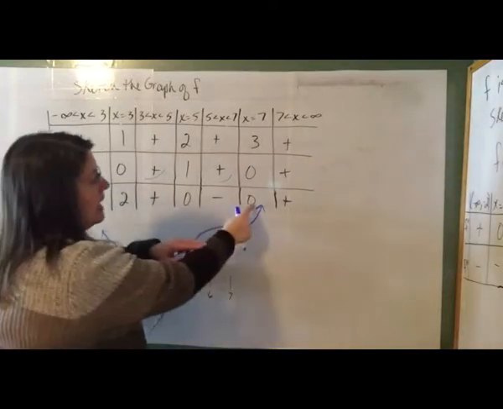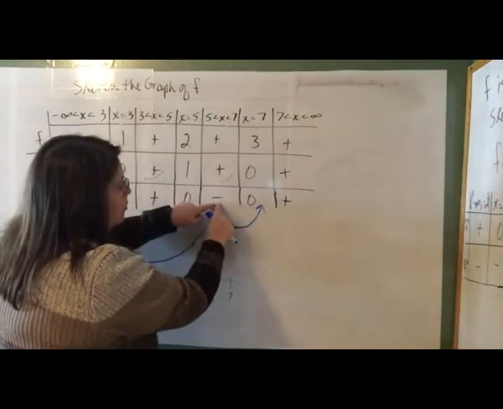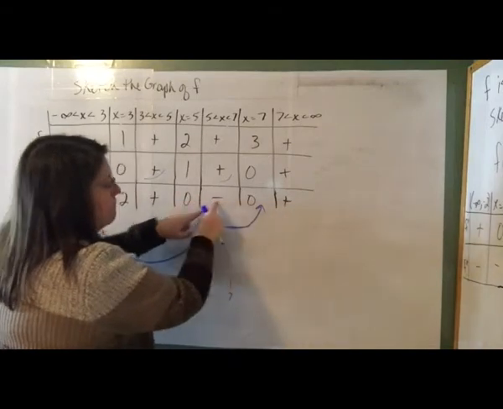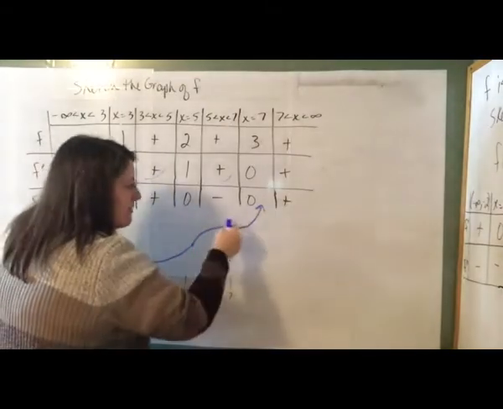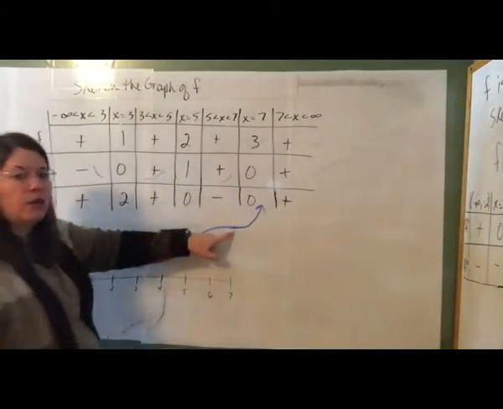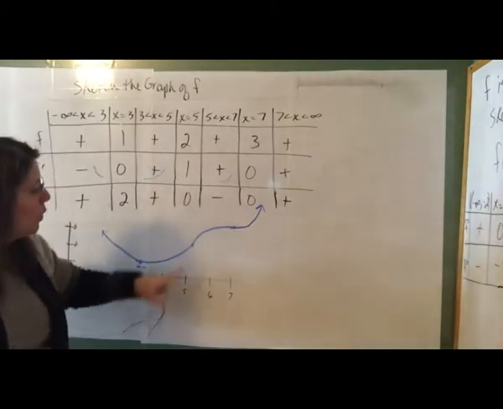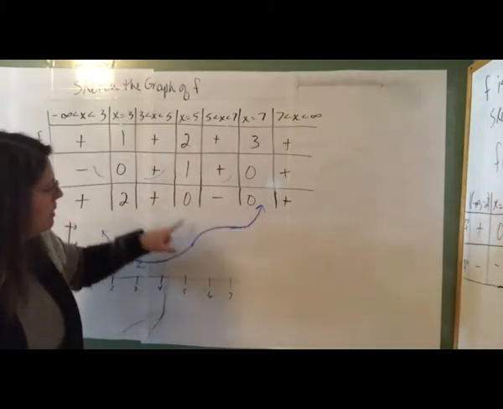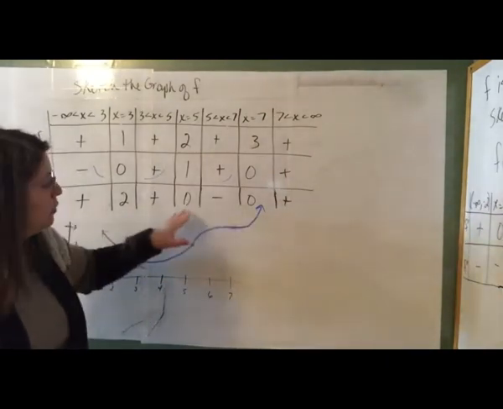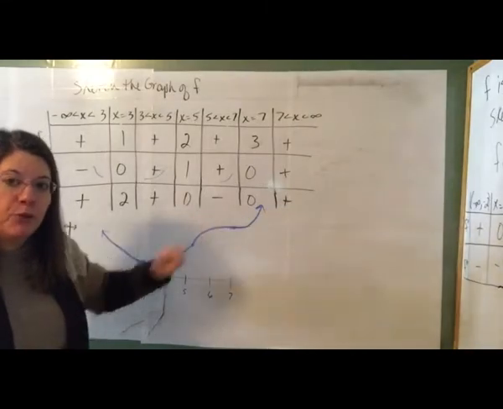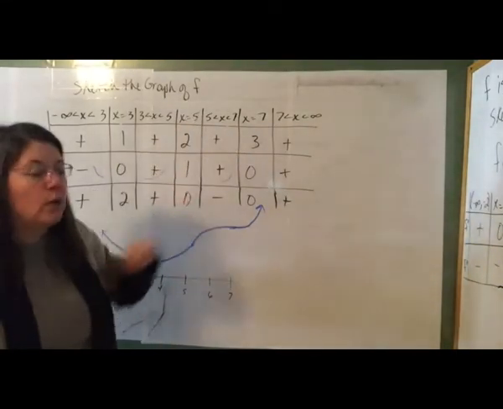That happens again at the ordered pair 7.3 because it changes from negative to positive. F double prime changes from concave down to concave up. And that would be then another point of inflection there. Notice where we have points of inflection, F double prime is 0. Okay, that's important to understand. Where we have points of inflection, F double prime at that ordered pair will be 0.